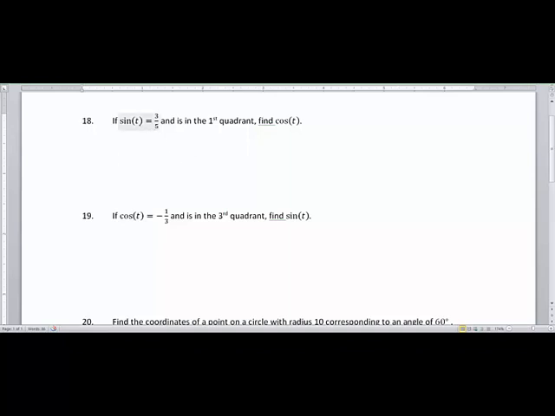The sine of t is equal to 3/5, and t is in the first quadrant. Find the cosine of t. Well, what we're going to do is draw a picture of this. This is the best way to solve the problem. So we're going to draw a 4-quadrant little plane here, and we'll notice that sine of t is equal to 3/5 and is in the first quadrant.